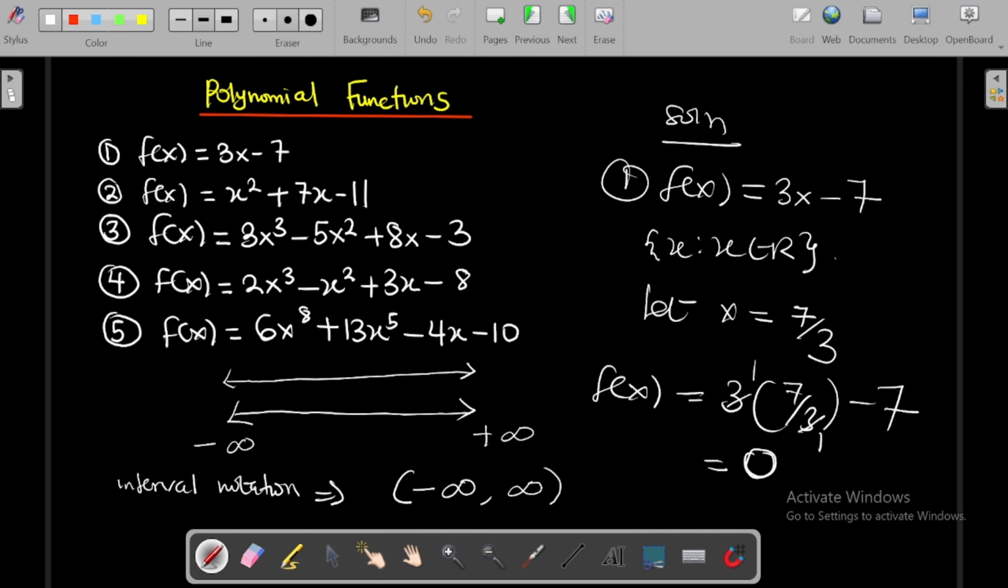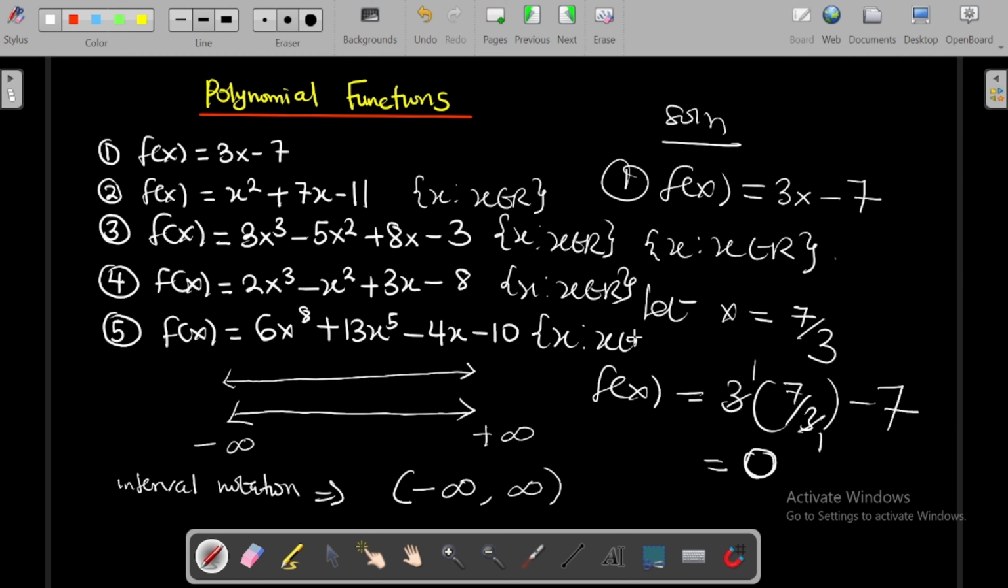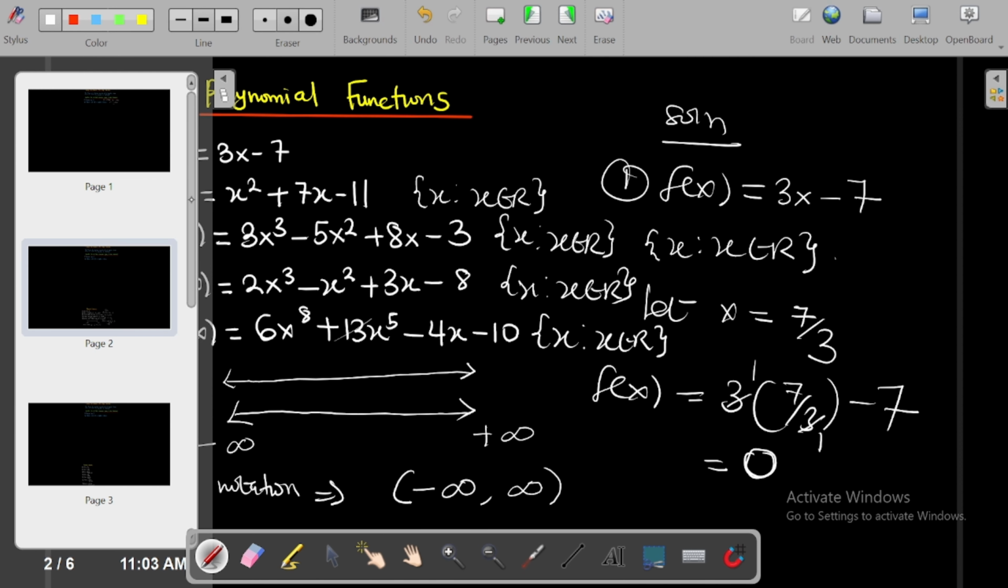So from this whole idea, we can see that for all of these functions, the domain is x such that x is a member of all real numbers, since these are all polynomial functions. Now let's look at the next type of functions that we have.